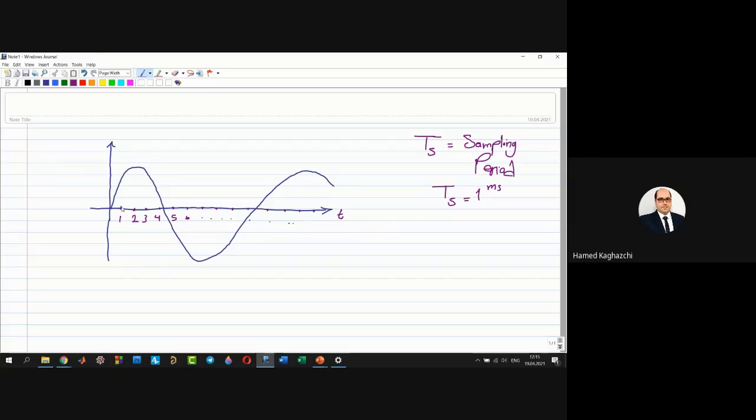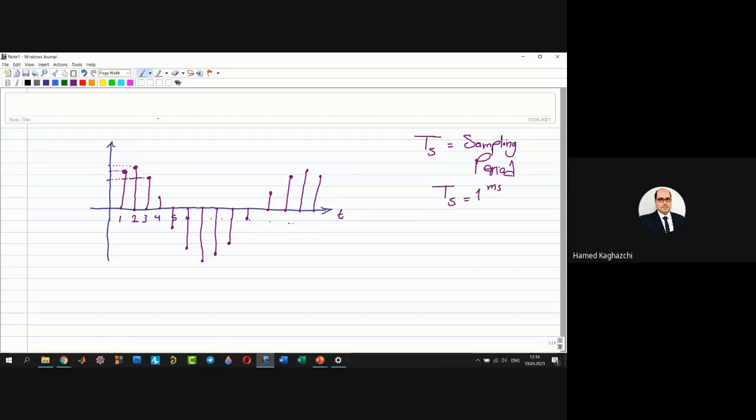Now, at 1 Ts, I take this value. At 2 Ts, this value. At the third Ts, this value. This value, this one, this one. This is the sampling. This process is sampling. After sampling, now I don't have this signal. I have this sampled signal.